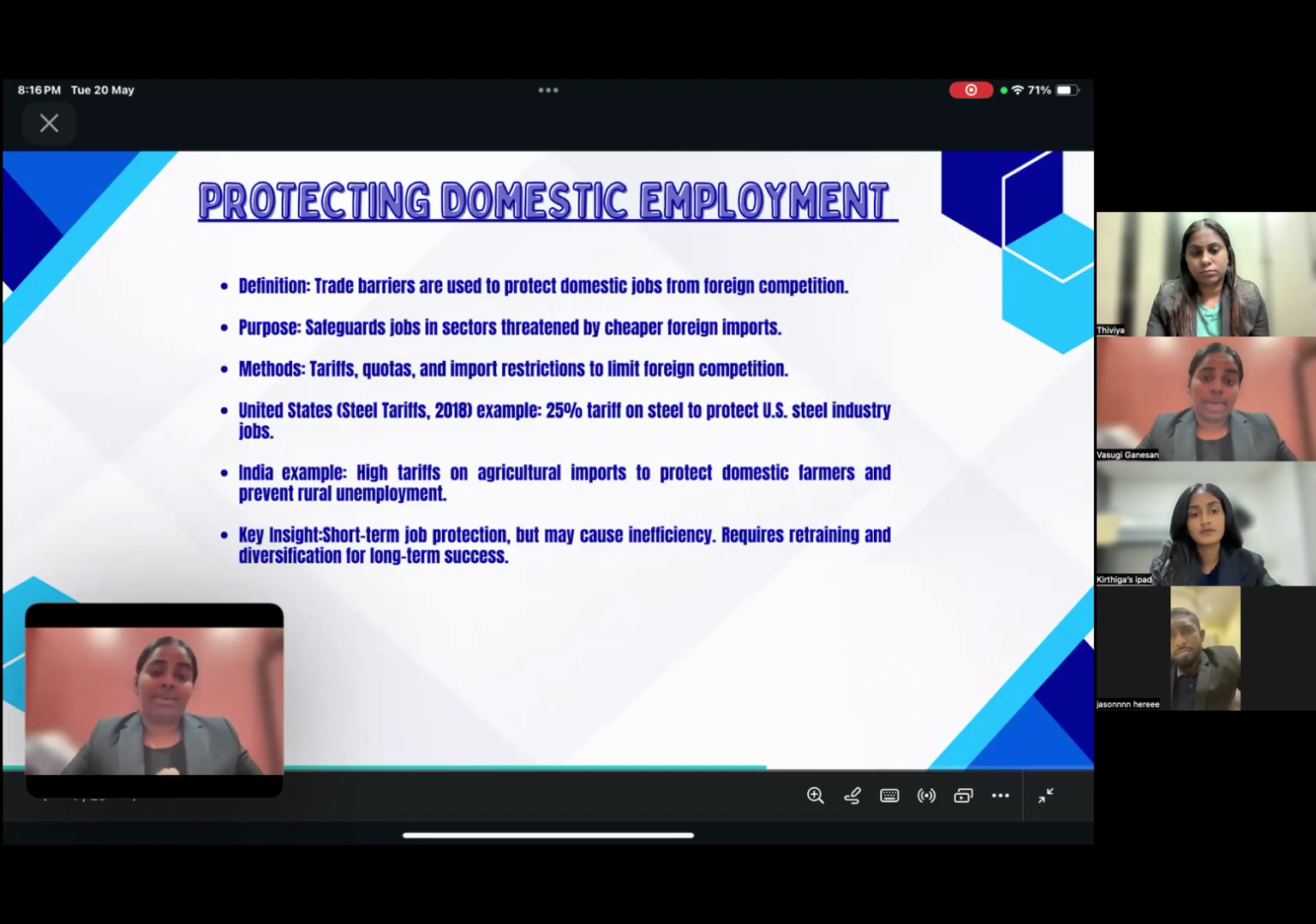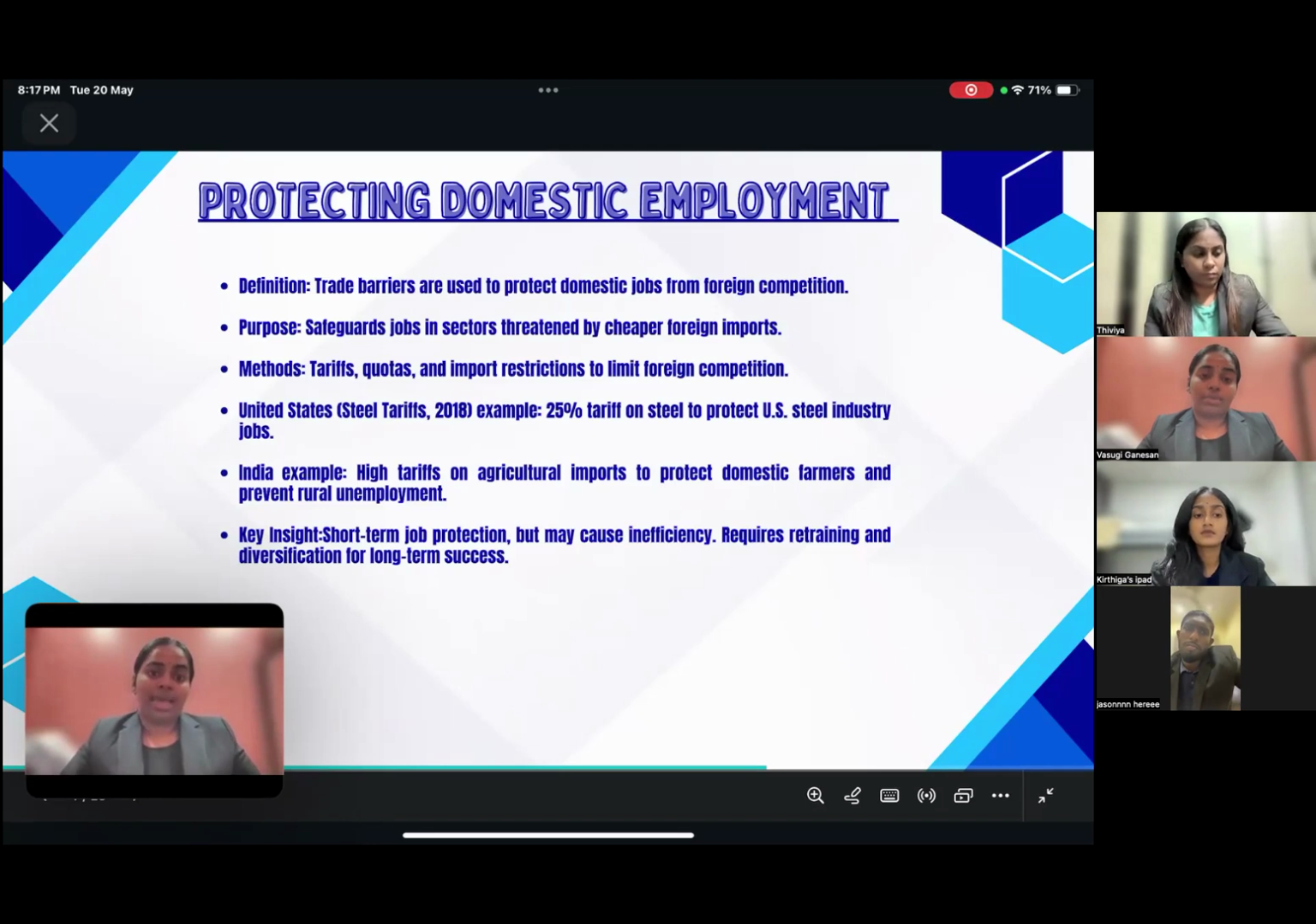Next is the real world example. In the US steel tariff of 2018, a 25% tariff was applied to steel imports to protect jobs in the steel industry from being taken over by cheaper imported steel. India's agriculture tariff uses high tariffs on food imports to protect domestic farmers and prevent various areas from becoming unemployed.